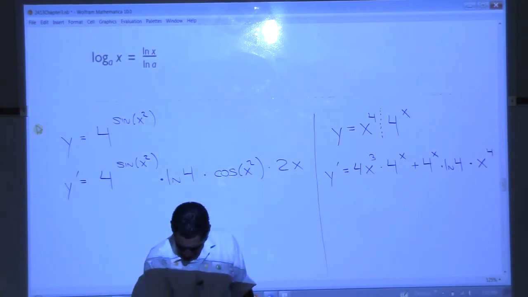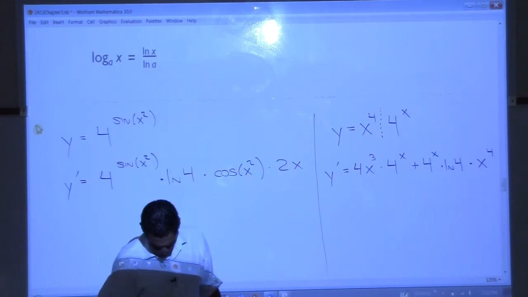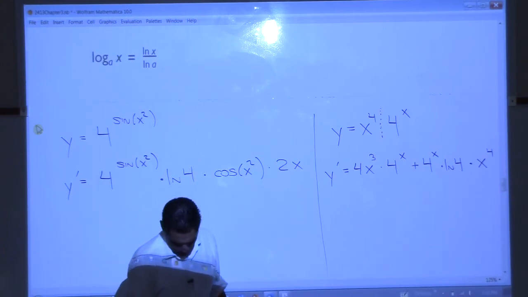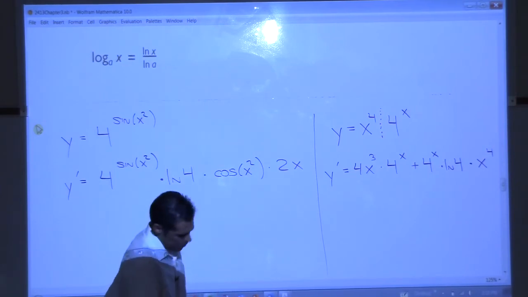Just want to see how these derivatives in here look. Yeah. One more.